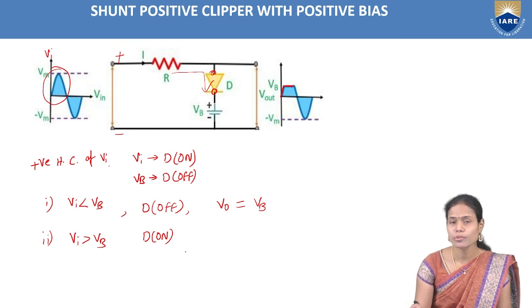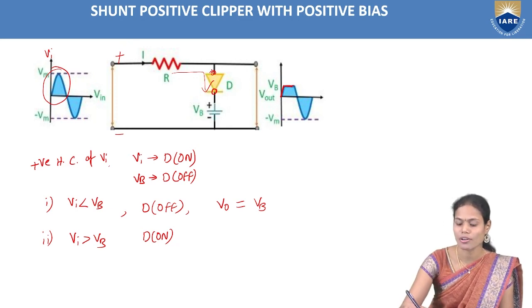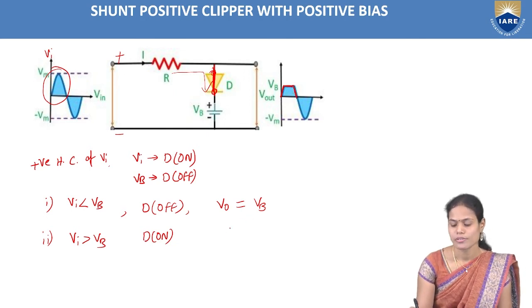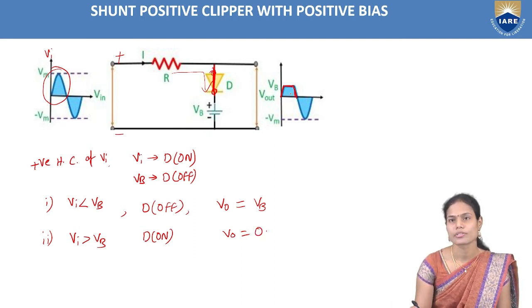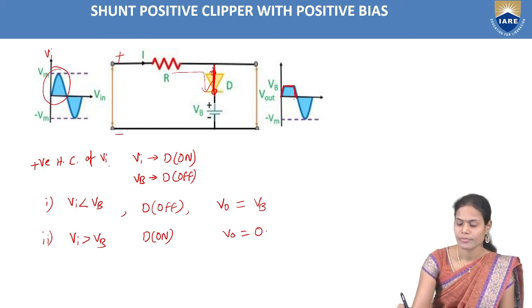And once my input voltage exceeds the battery voltage, the diode will enter into the on state. The total signal will go to ground, so in that case it will reach 0 here. So my output voltage is 0 in this case. It is going to 0 when input is greater than the battery voltage. So this is the case for the positive half cycle.